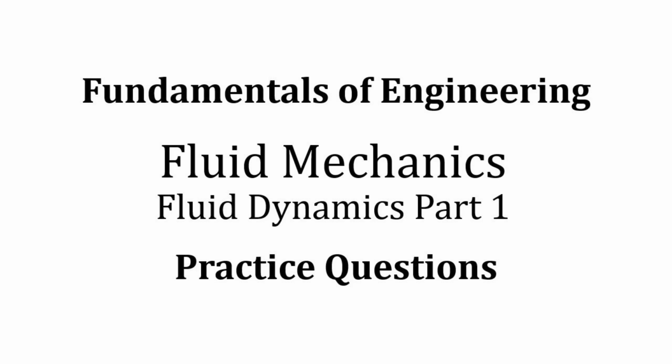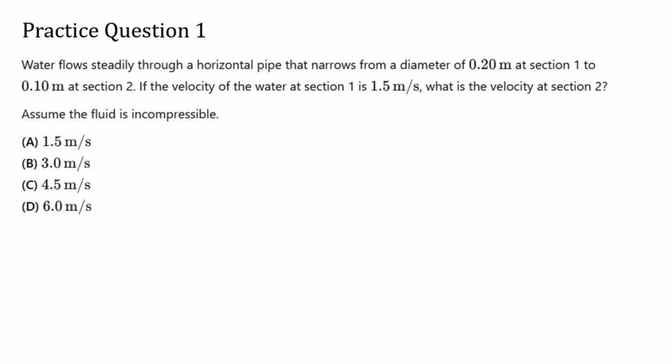Now, let's get started with some fluid mechanics practice questions. Practice question 1. Water flows steadily through a horizontal pipe that narrows from a diameter of 0.2 meters at section 1 to 0.1 meters at section 2. If the velocity of the water at section 1 is 1.5 meters per second, what is the velocity at section 2? Assume the fluid is incompressible.